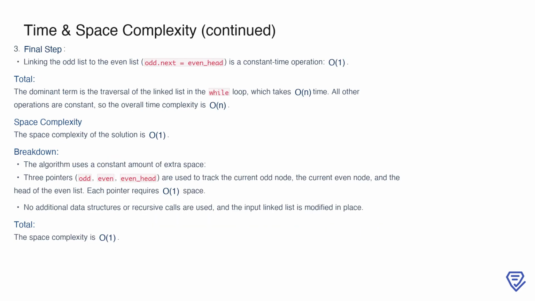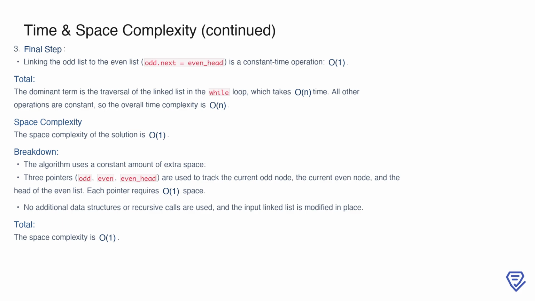Now, after the while loop, we perform one final step, linking the odd list to the even list using odd.next equals even_head. This is a constant time operation, O(1). Summing everything up, the dominant term in our time complexity comes from the traversal of the linked list in the while loop, which takes O(n). All other operations, such as initialization and the final step, are constant time and do not affect the overall complexity. Therefore, the total time complexity of the solution is O(n).